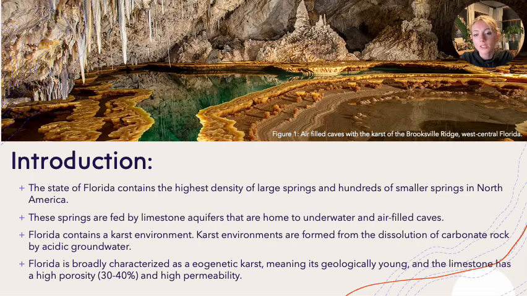Florida is one of the most karstic states in the United States. However, the karst in Florida differs from other karsts within North America and is distinguished as an eogenic karst, meaning it's geologically young. Its most distinguishing factor is that its limestone retains significant primary porosity and permeability. The porosity of Florida's karst is around 30 to 40%, which in comparison to other regions and their karsts, porosity can average around 2 to 3%.